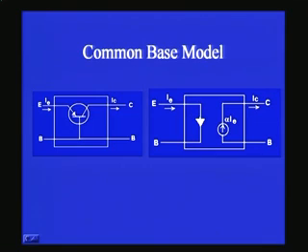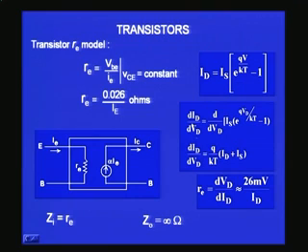Now it is still not convenient because we still have a diode. We should try to replace the diode by an equivalent resistance. For that we can look at the general diode equation. The diode equation for any PN junction diode is ID equals IS times (exponential of QV by KT minus 1), where IS is the reverse saturation current, V is the voltage across the diode, Q is the charge, K is the Boltzmann constant, and T is the temperature.